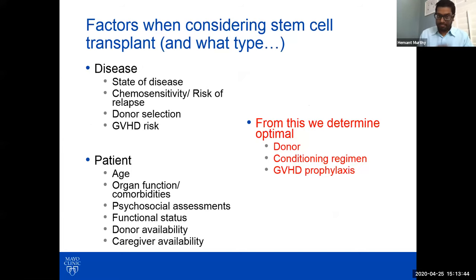Next, please. So just to put all of this together, what do we consider for a transplant? We look at your disease. We look at the sensitivity. We look at the state of the disease. We look at your donor. We assess your risk of graft versus host disease. We look at you. We look at all your functional status. Whether we can get a donor. A psychosocial assessment is important. You know, in a way, we're putting you through quite a lot.